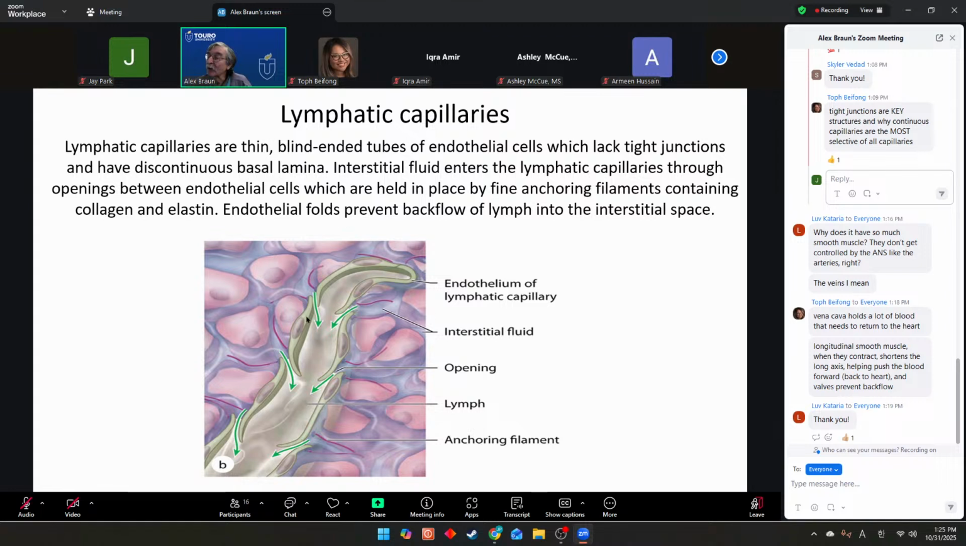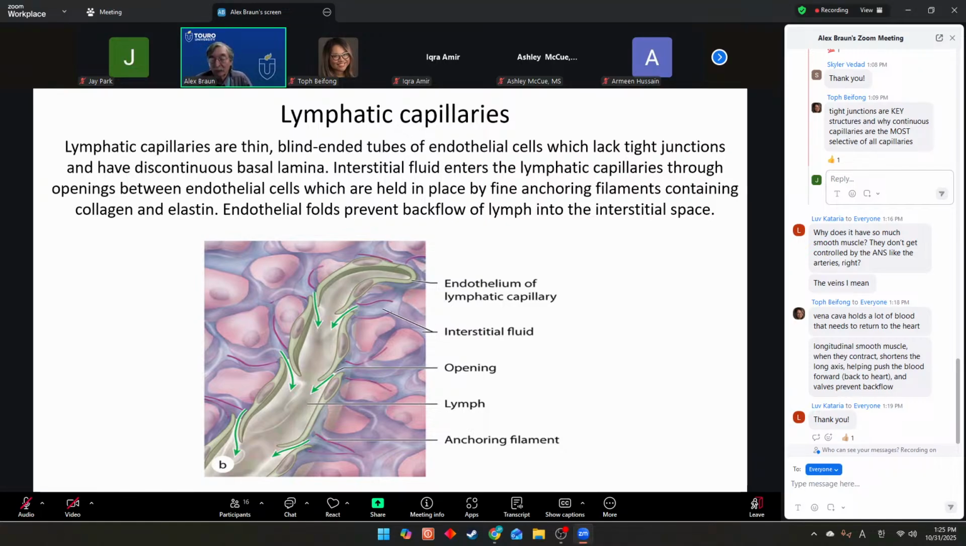When the fluid flows into the lymphatic capillary, the endothelial cell forms little flaps that close off these openings so that the fluid is flowing unidirectionally into the lymphatic capillaries and not regurgitating back into the interstitium. It's important that the flow into the lymphatic system be unidirectional.